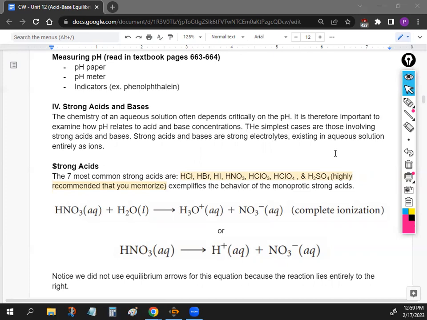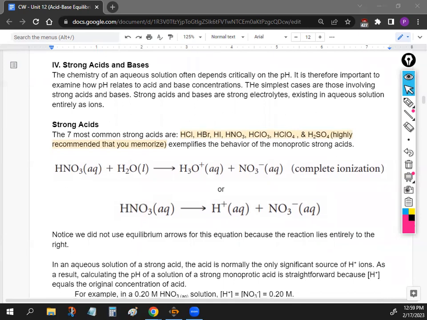Okay, let's move on to the next section. It's about strong acids and strong bases. We briefly touched on this last time. But strong acids, let's talk about them. Basically, these are strong electrolytes, and that means they break apart almost completely inside of a solution. So if you have a strong acid or strong base, they basically dissociate completely.